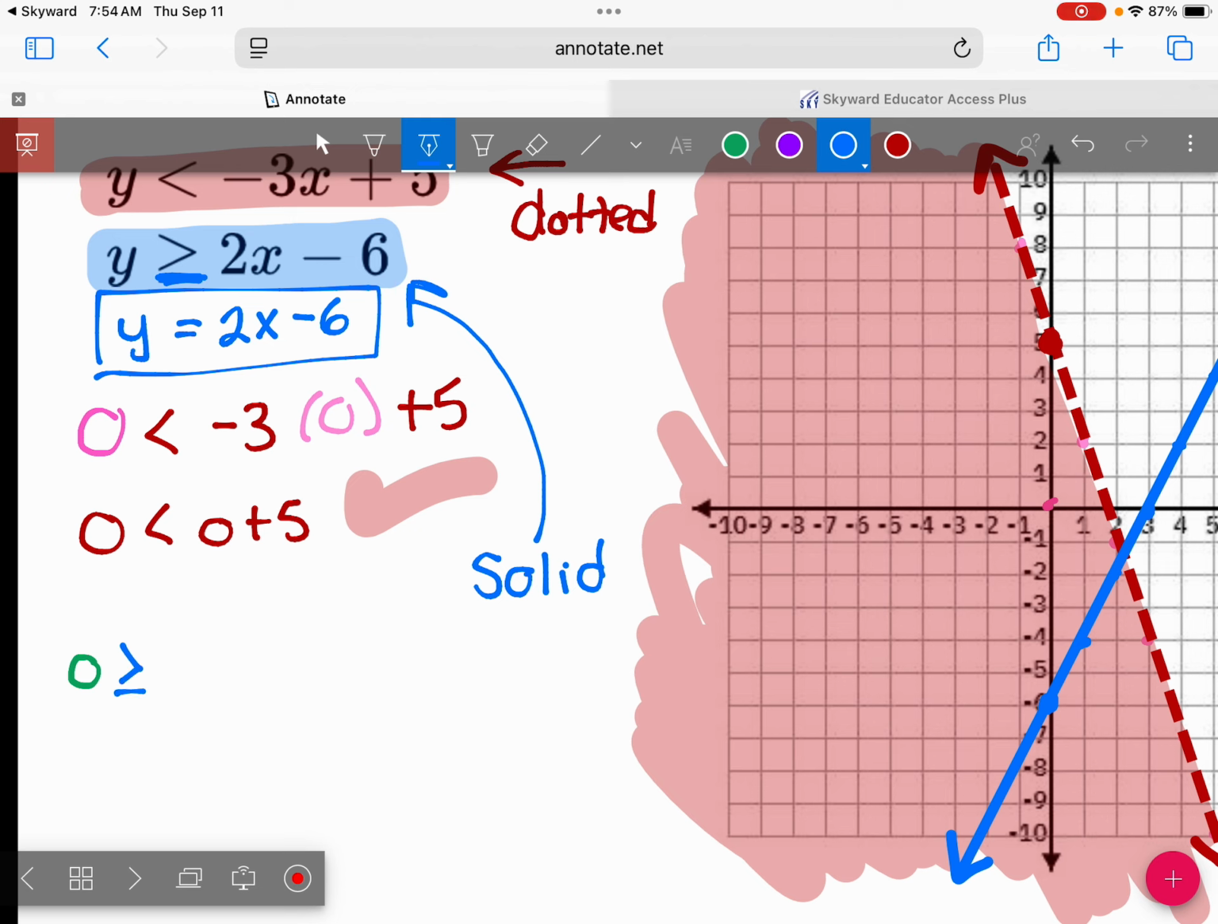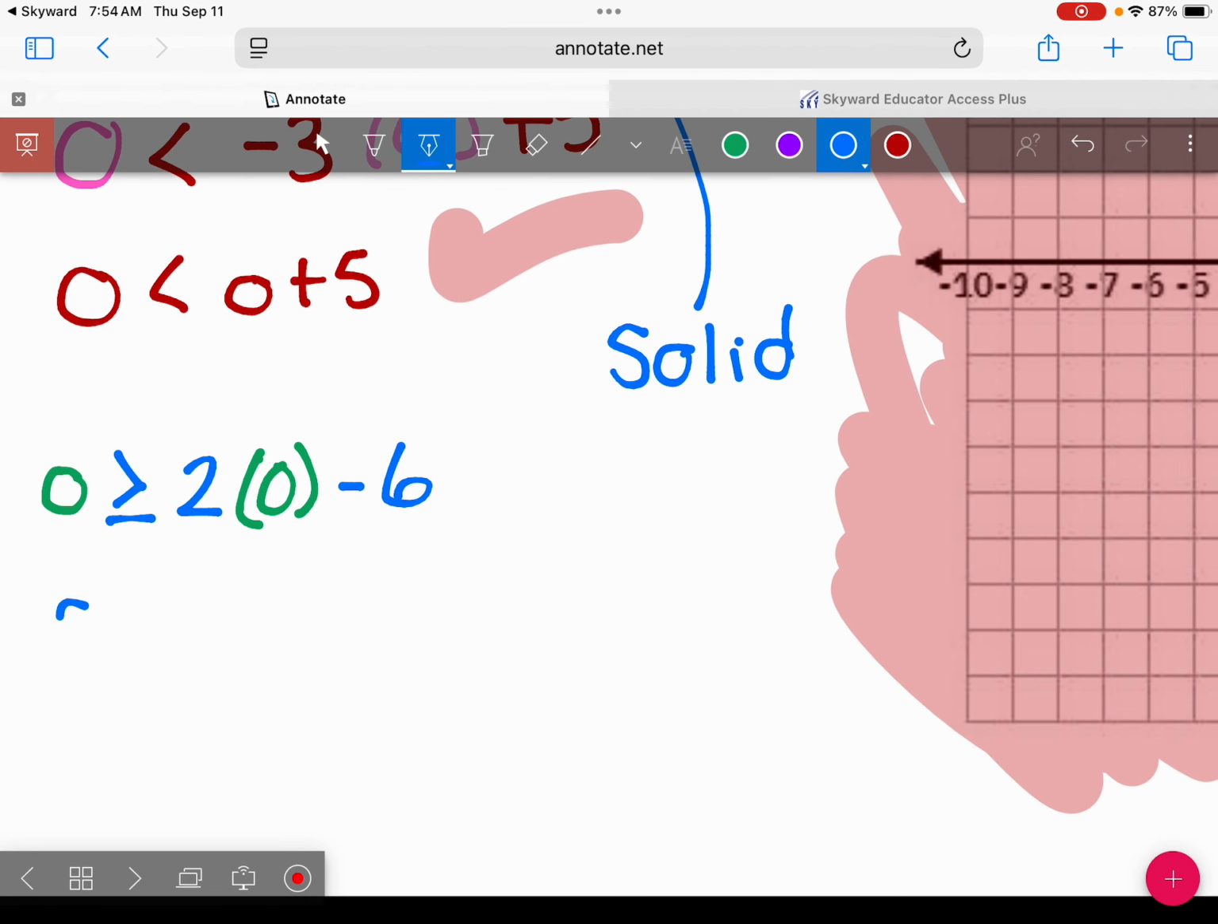We want to know if 0 is in fact greater than or equal to 2 times 0 minus 6. That's testing this guy. All that's saying is, is 0 greater than or equal to 0 minus 6? Yeah. 0 is in fact greater than negative 6. I would much rather have no money than owe somebody $6. I would much rather not have to give my non-money away.